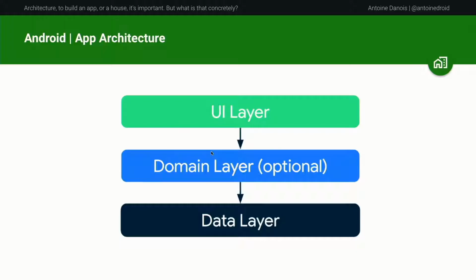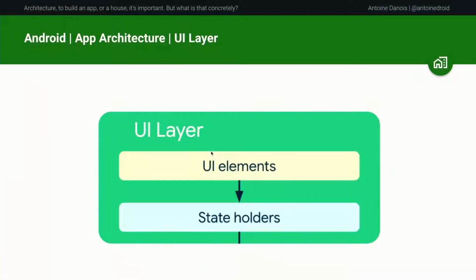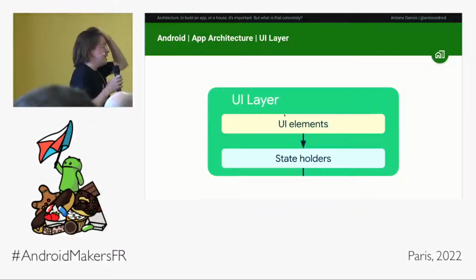architecture, with at the top the UI layer, and in your UI layer you have your UI elements, your buttons, your text view, your list, that kind of things, and your state. So the state is where you put your data. It's not where you get the data, but where you put and then can use your data.